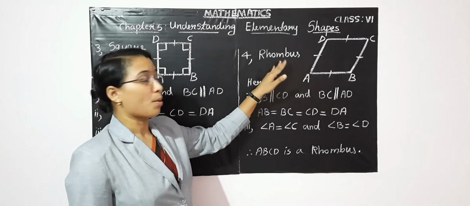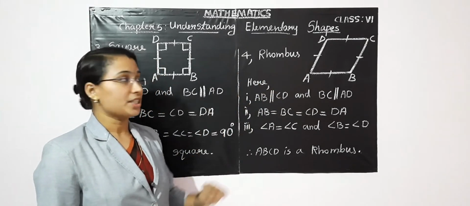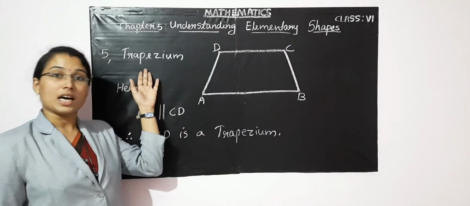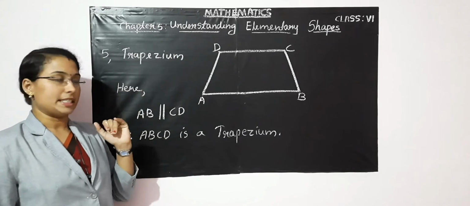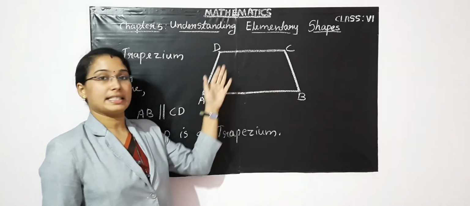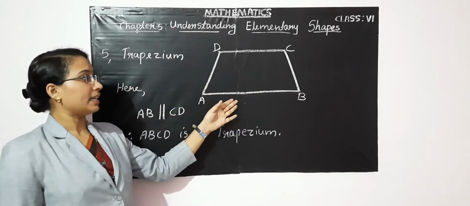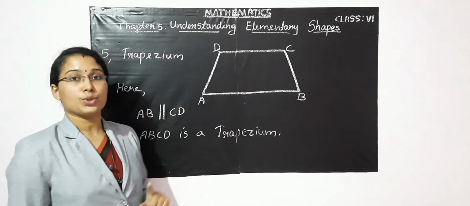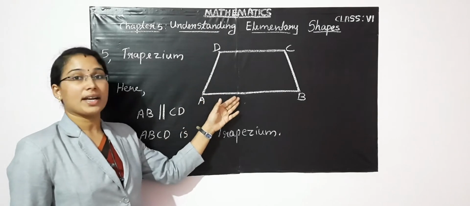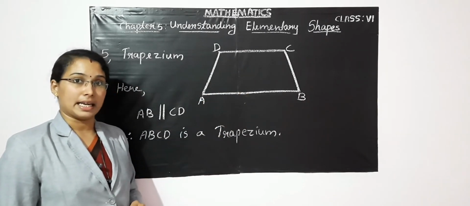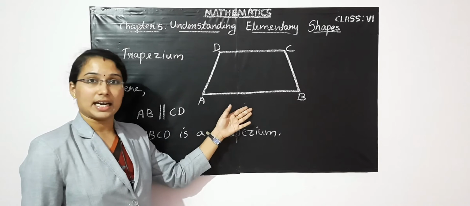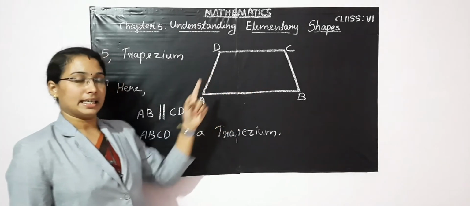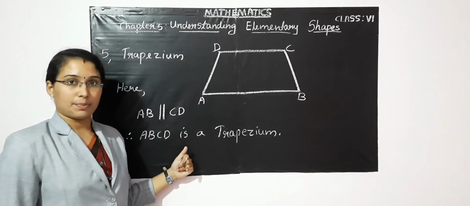Okay, so we can say a rhombus is a parallelogram in which all sides are equal. Next, the fifth and last quadrilateral is the trapezium. Here you can see ABCD is a quadrilateral, and here there is only one condition: AB is parallel to CD. That means if any one pair of opposite sides is parallel, then we can say that quadrilateral is a trapezium. Here AB is parallel to CD, so ABCD is a trapezium.